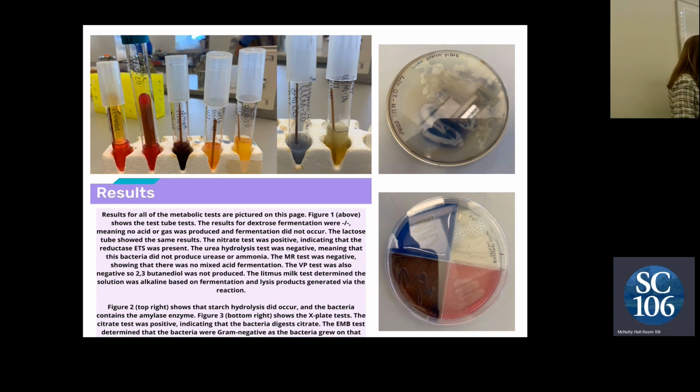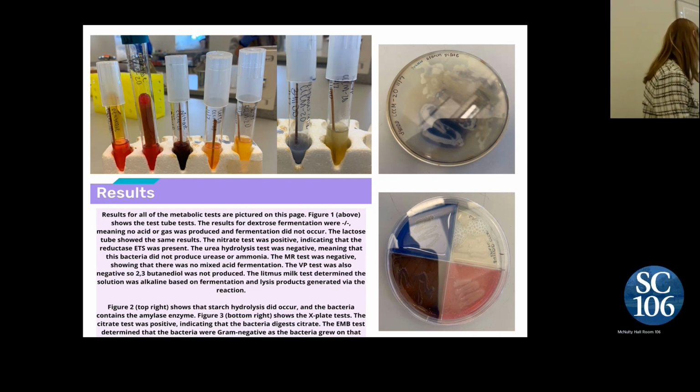The nitrate test, which is in this tube here, was positive, indicating that the reductase enzyme was present. The urea hydrolysis test was negative, meaning that this bacteria did not produce urease or ammonia, again, going along with the results of our other tests. The MR test was negative, showing that there was no mixed acid fermentation, and the VP test was also negative, so 2,3-butanediol was not produced. The litmus milk test determined the solution was alkaline based on fermentation and lysis products generated via the reaction. So across the board, it was pretty clear that no fermentation was occurring with our particular organism.